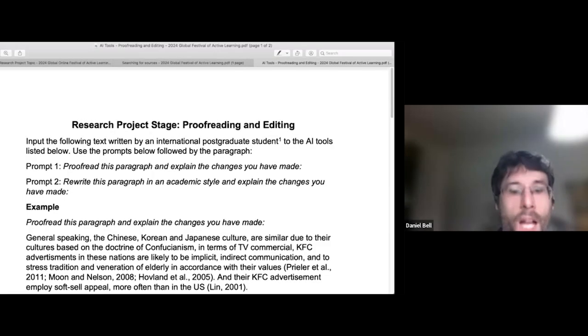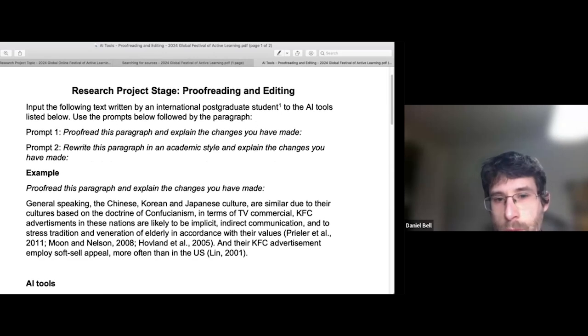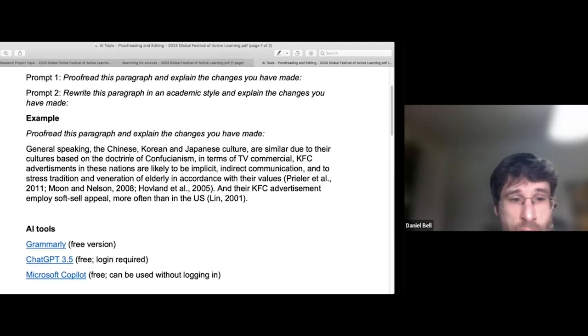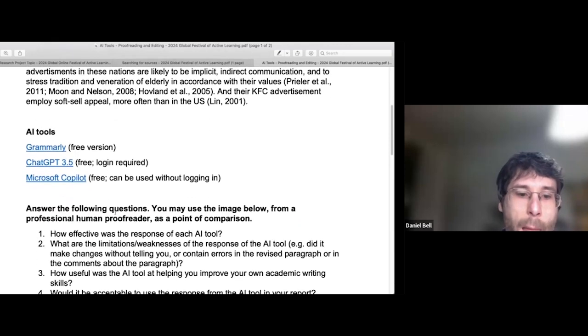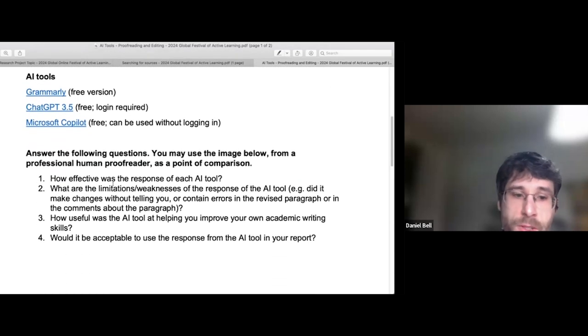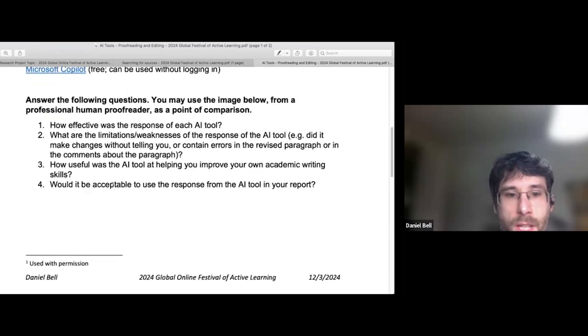All right, thank you. And the final stage that I've included for today is proofreading and editing. There are 2 prompts to try, proofread and rewrite. There's an example paragraph to put into the tools. Here are the tools. And there are some questions to evaluate the responses.